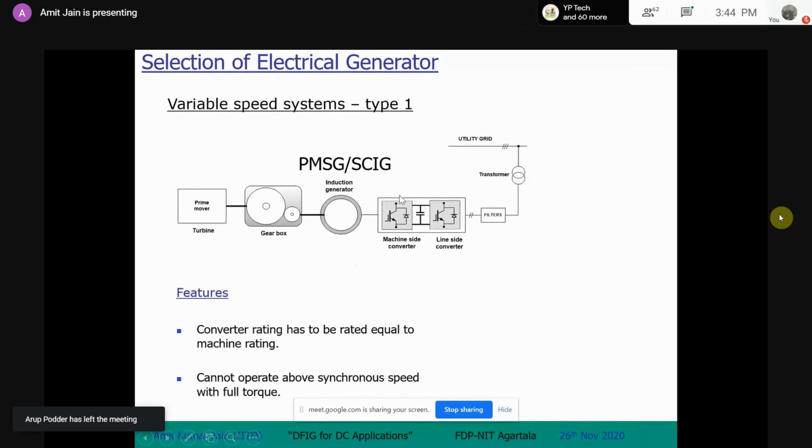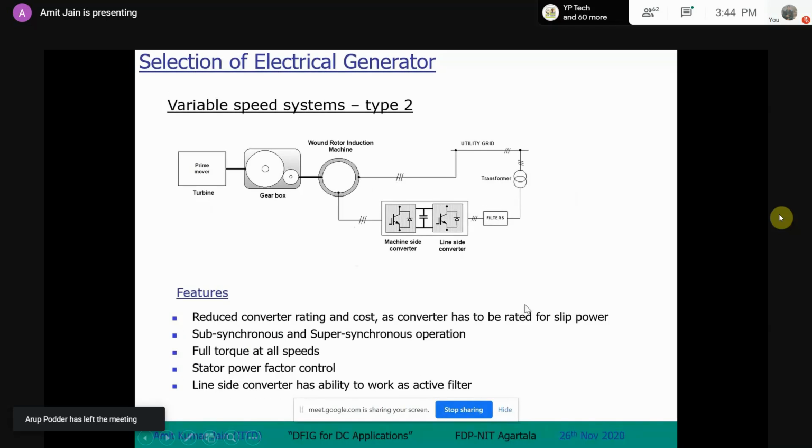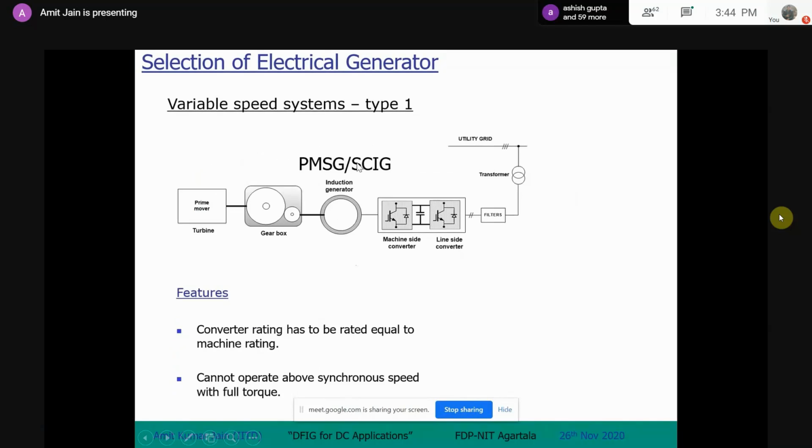Here the power converters, two power converters, each has to be rated at 12 megawatt handling power. And here we have changed the machine, so here we need a 12 megawatt induction machine. We need 12 megawatt for each of these converters.